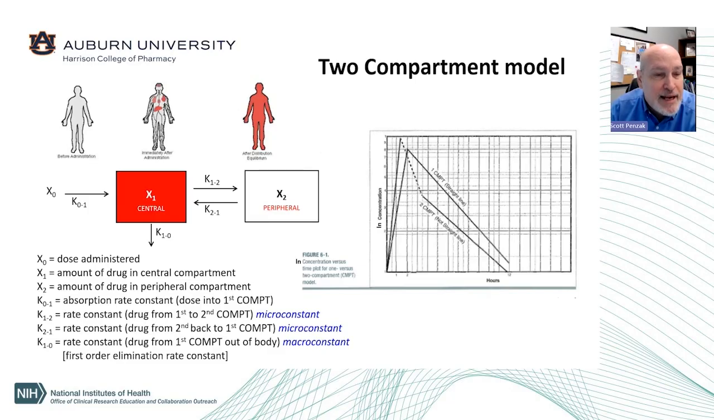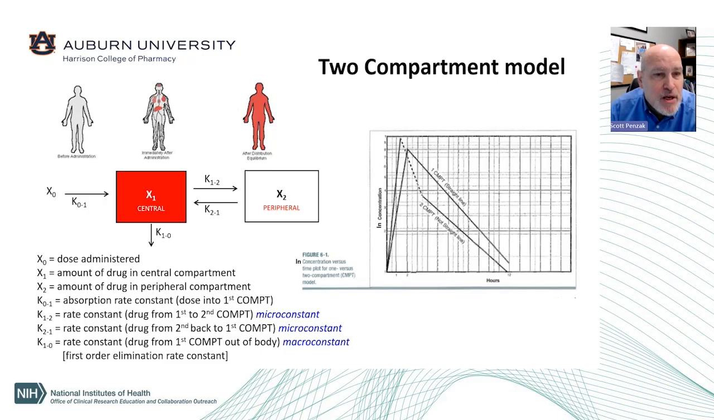So let me talk about what that is. When we have the rate constant of drug going from the central compartment to the peripheral compartment, then from the peripheral compartment back, these are called micro constants, okay? Between the movement of drug between the compartments, those are called micro constants, whereas a macro constant is the elimination from the body.